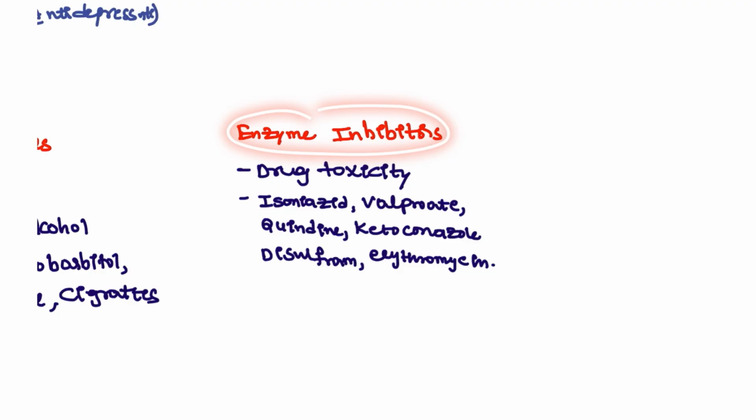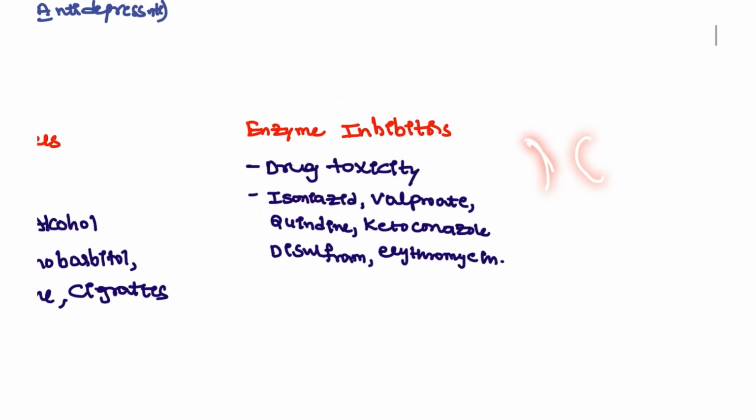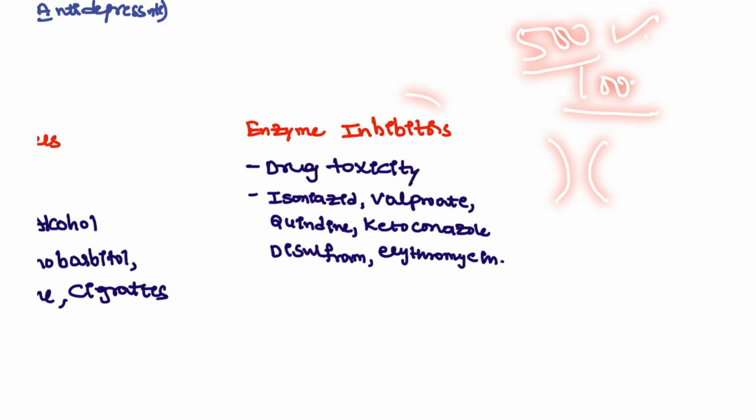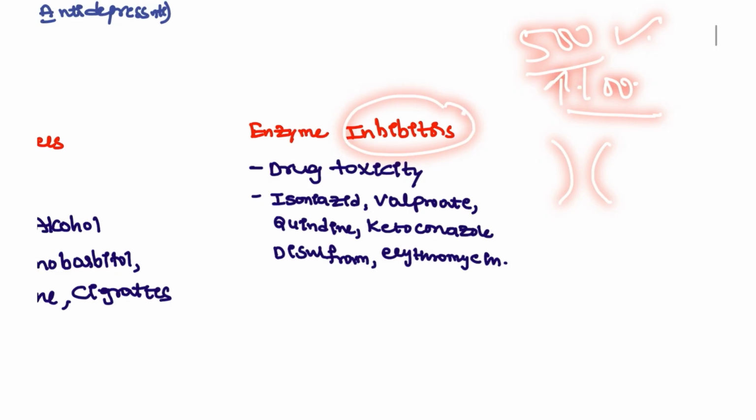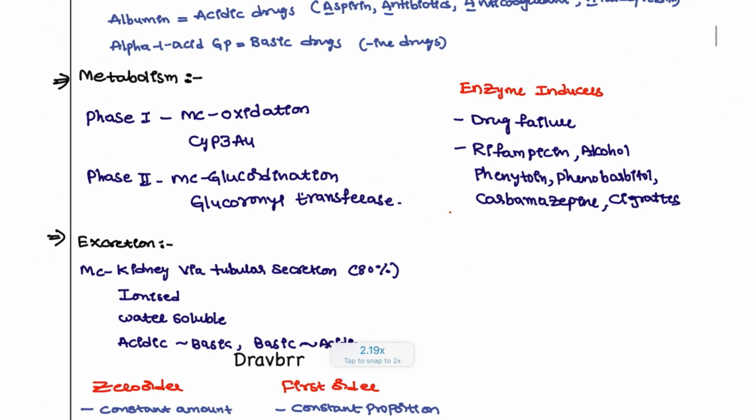Enzyme inhibitors. What are the enzyme inhibitors, guys? For example, this is the tissue where the receptor is going to act here, right? What is the enzyme inhibitor going to cause? It causes drug toxicity. How is it going to cause drug toxicity? Because what happens, this drug has to absorb only 100, right? But we gave 500 because some will be excreted. But inhibitors will increase this concentration, so that in place of 100 it will be going to 200 to the receptor, so that will cause drug toxicity. And isoniazid, valproate, quinidine, ketoconazole, disulfiram, and erythromycin, these are some of the enzyme inhibitors.